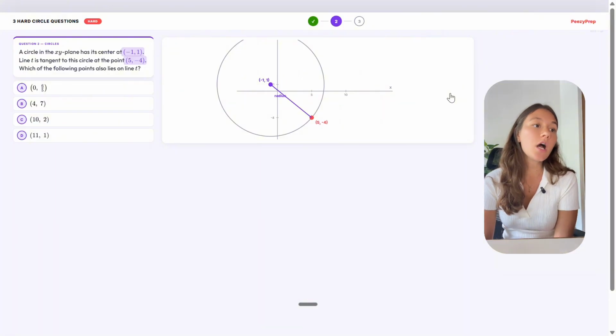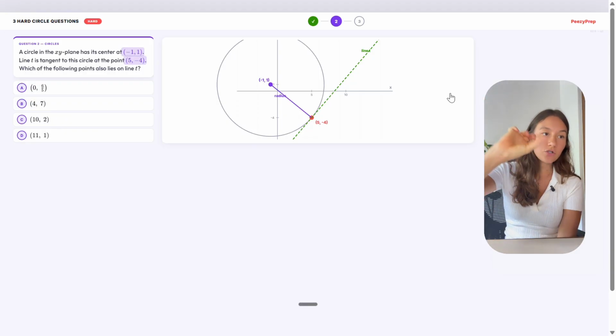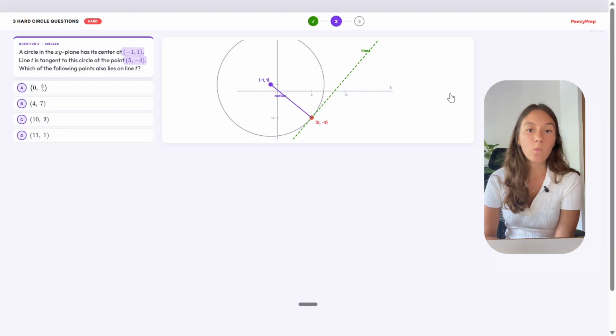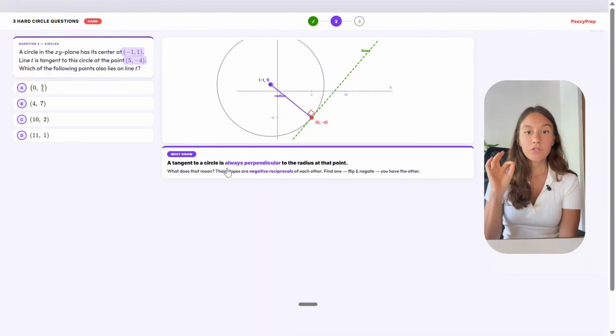And then if I draw out line T going through 5, negative 4, a tangent will only cross this circle or only touch the circle in 1 point. So if we draw that out for ourselves, what do we know? We know that a tangent is always perpendicular to the radius of a circle. So this is the fact you need to know in order to answer this question.